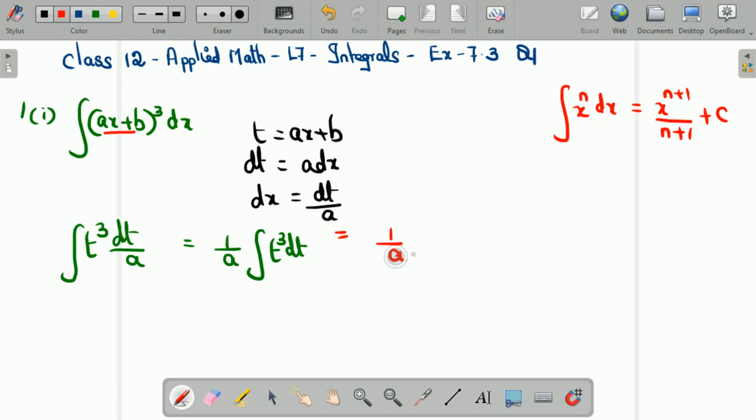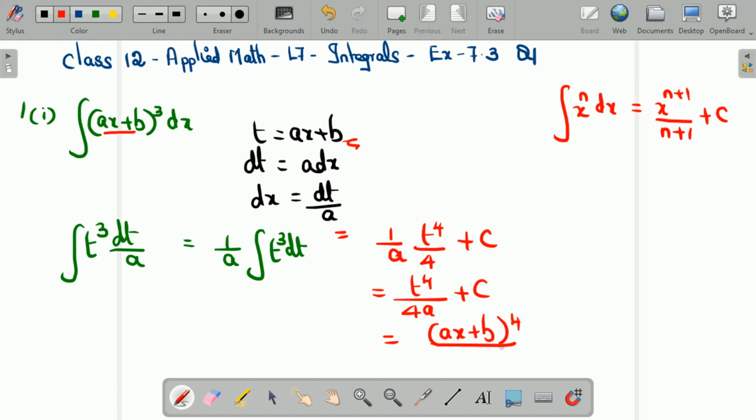So this is 1 by a, t power 4 by 4, plus c. So this is t power 4 by 4a plus c. Please remember, t is a variable that we introduced, so replace it in terms of x. So what is the value of t? It is ax + b. So we will replace this as (ax + b) the whole power 4, the whole thing divided by 4a, plus c. So now let's take up the second subdivision in this question.